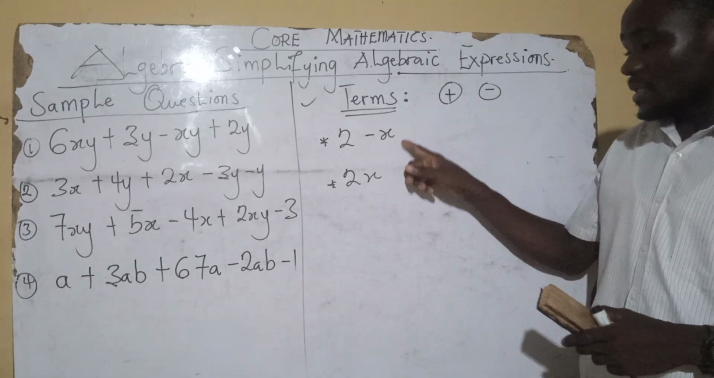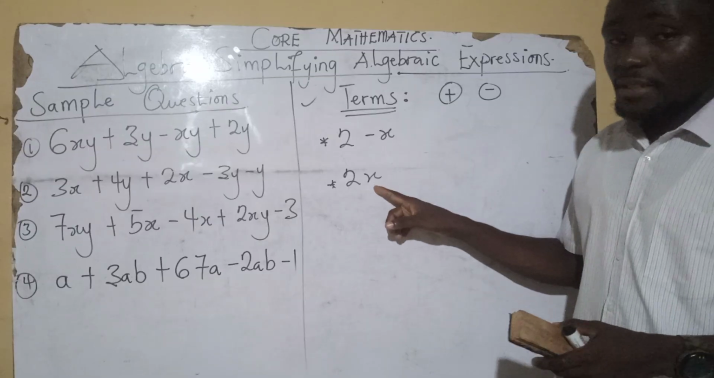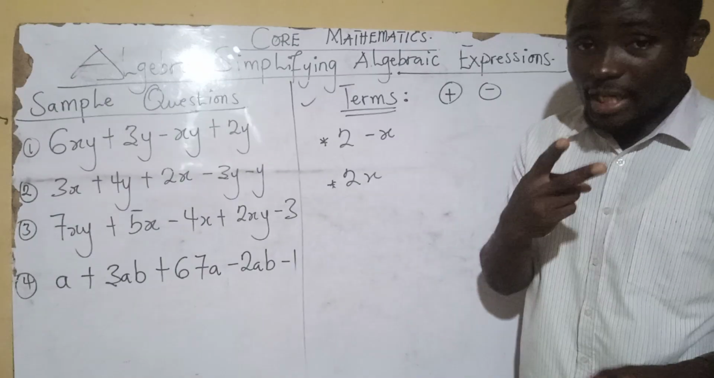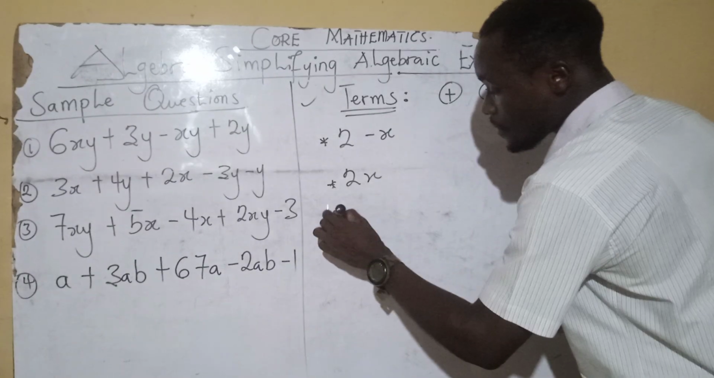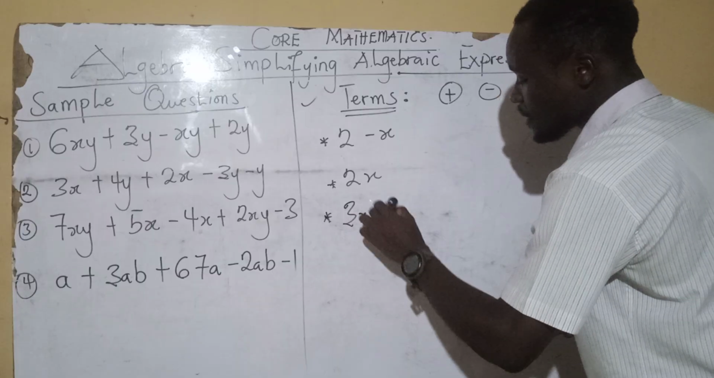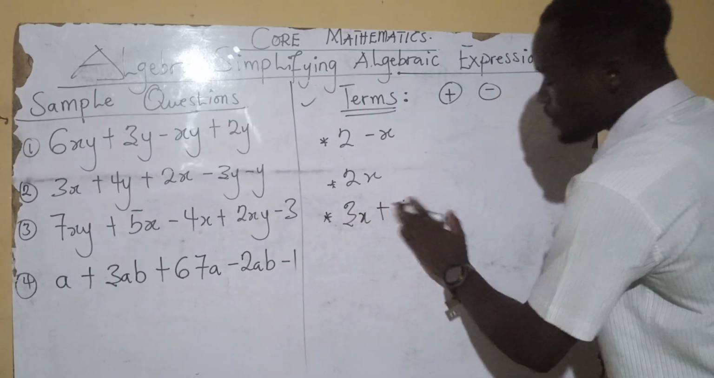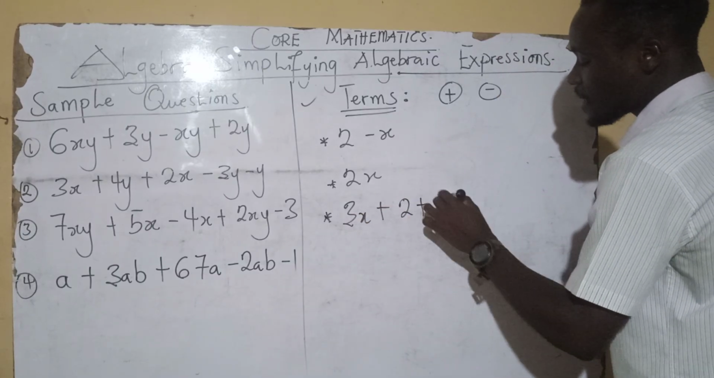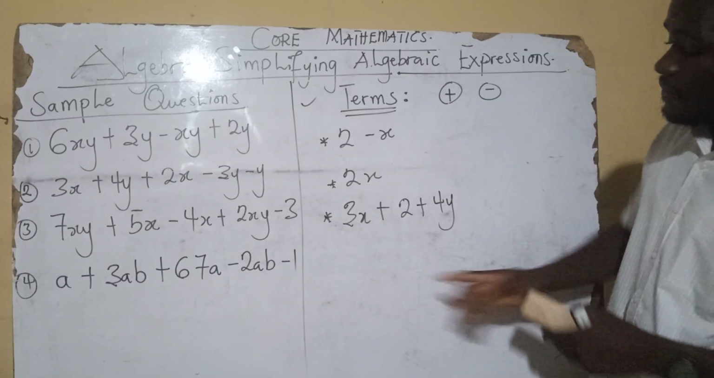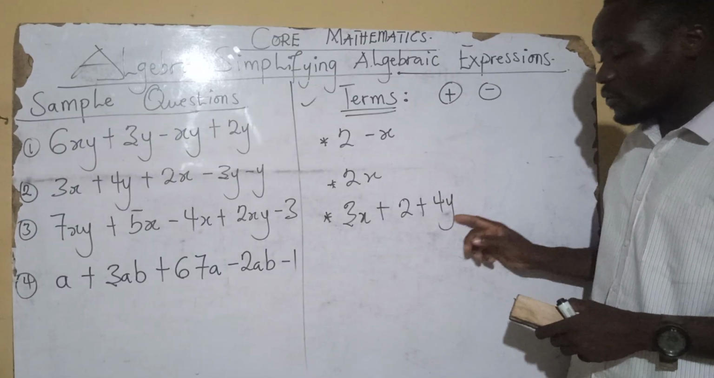So take note, this is different from what? This. Please take note. So this one is what? One term, and this one is what? Two terms. Now another one that we have to take note of. If I have, let's say, 3x plus, let me use 2 plus 4y. Okay, so I have 3x plus 2 plus 4y.